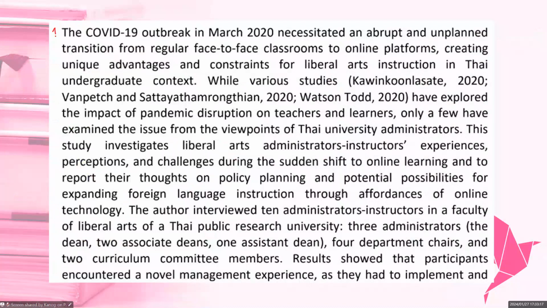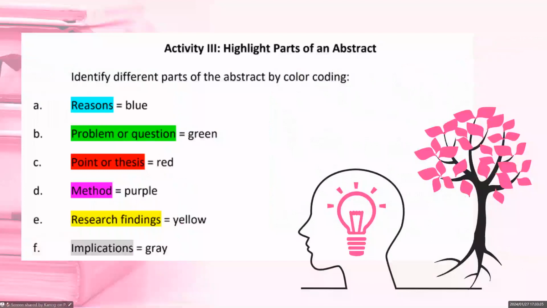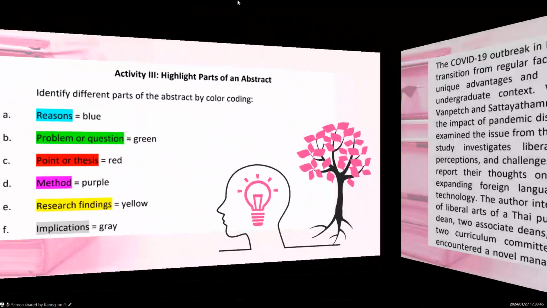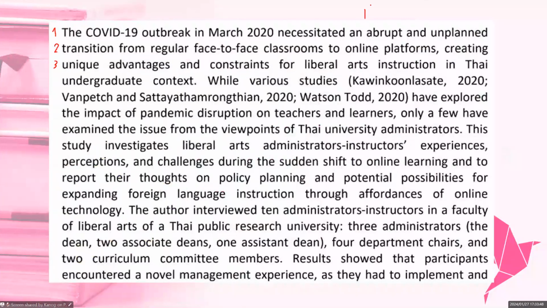This is the first sentence, second, third, right? I will count the paragraph for you here. So I would like you to read through this quite long paragraph and identify each part: reason, problems, thesis, method, research finding and implication. So RPPMRI, okay? Try to find it here. RPPMRI.